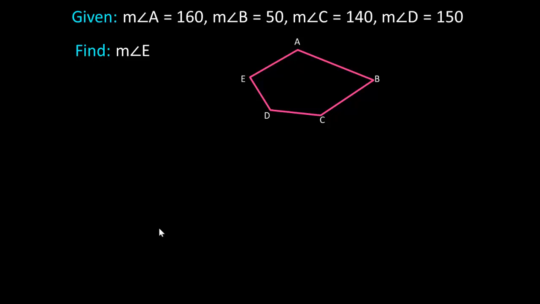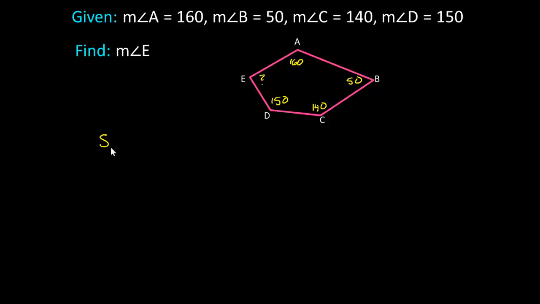All right, let's do a little bit more of a practical problem. So we're given the measure of angle A is 160. The measure of angle B is 50. The measure of angle C is 140. The measure of angle D is 150. We need to find the measure of angle E. So do you remember the formula?